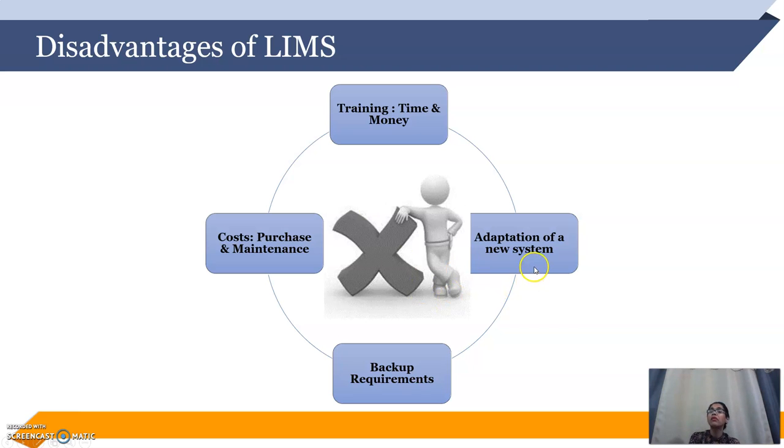Then it is something where you are adapting a new system. Not all organizations or industries are adaptable to new changes. So whenever a new system comes into the picture, it takes time to settle down. So this is a disadvantage I can count in LIMS. Then you need to back up the requirements which you have, and also there will be a cost addition for purchasing this software, and then for its maintenance. So purchase and maintenance is the cost part which comes up in the disadvantages.